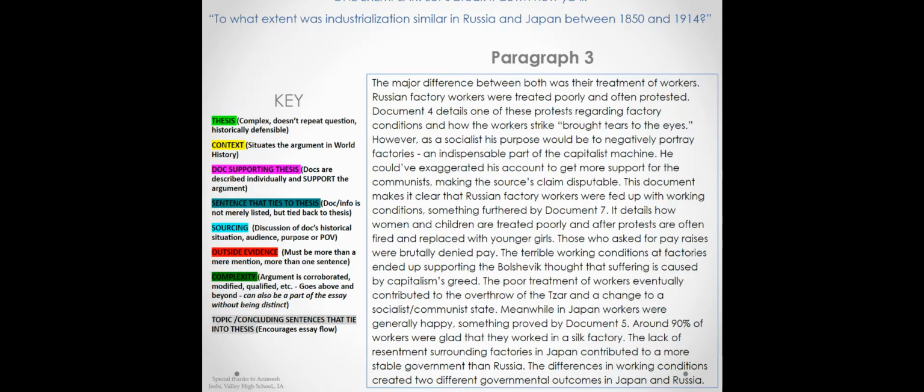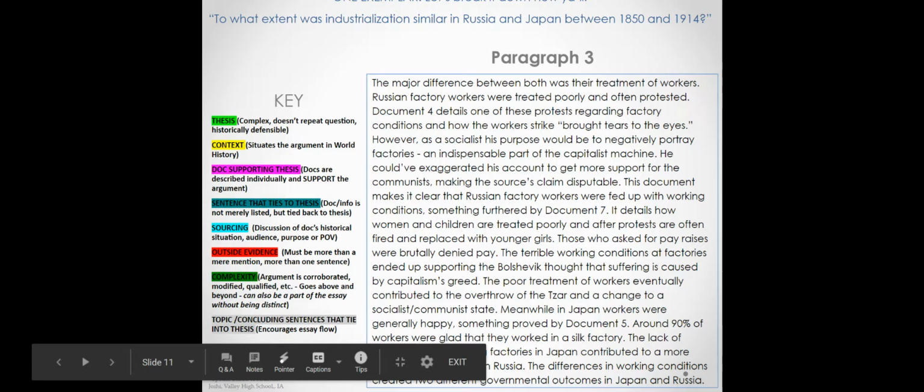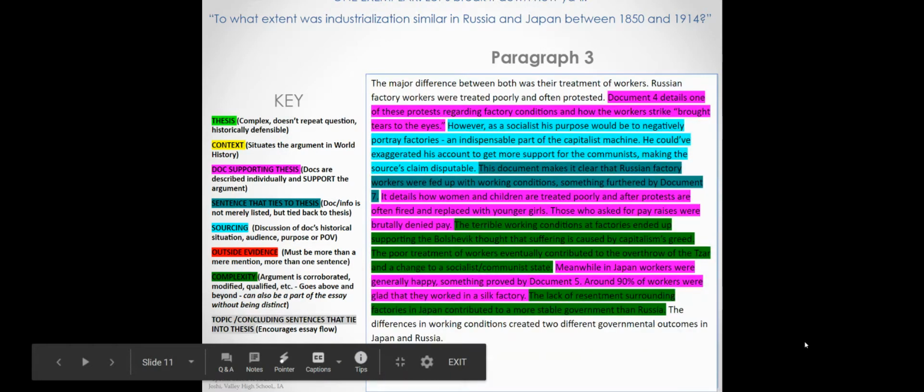So again, you're going to pause this, get those highlighters back out, and go through docs supporting the thesis, sentences that tie to the thesis, sourcing, outside evidence, and complexity if you think it's there. So pause it. And we have now unpaused. And this is what it should look like.